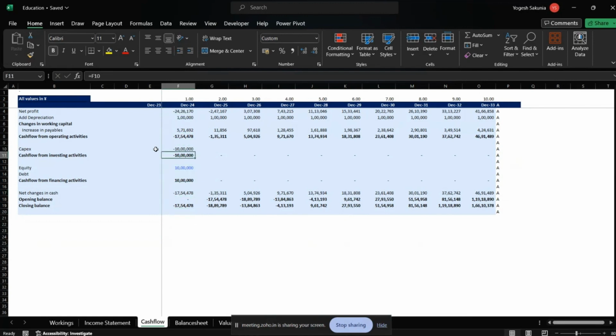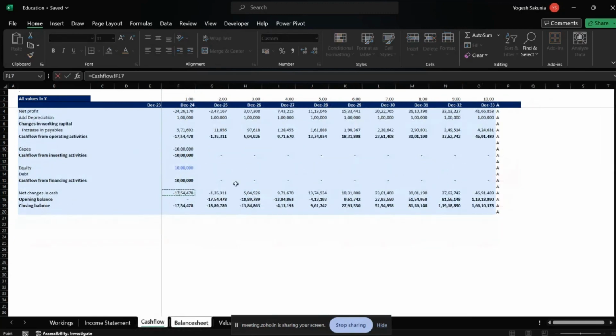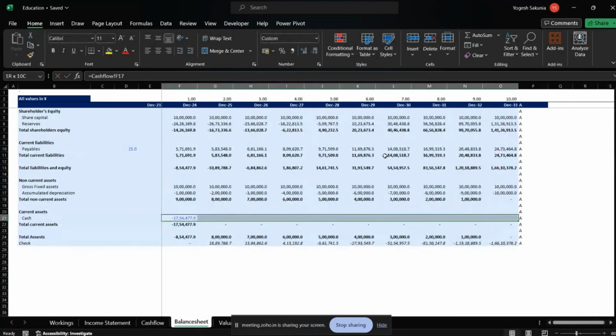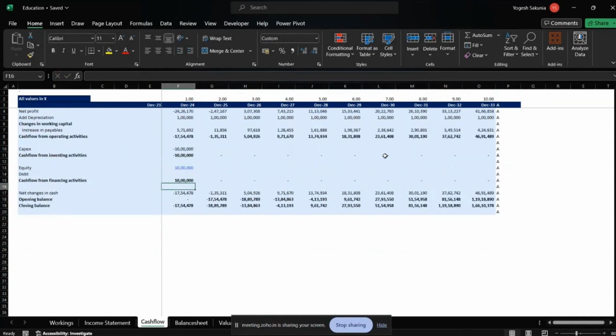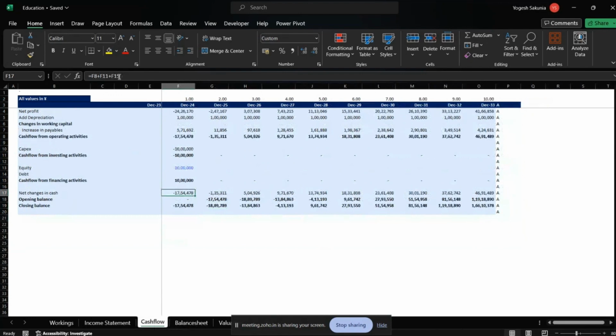There's no debt for this company. Net cash and cash balance are already there. We just need to link our cash flows. From the cash flow, we need the cash balance here, right? So once you link this, oh, what happened? They linked the wrong number. Yeah, sorry. Closing balance, row number 19.